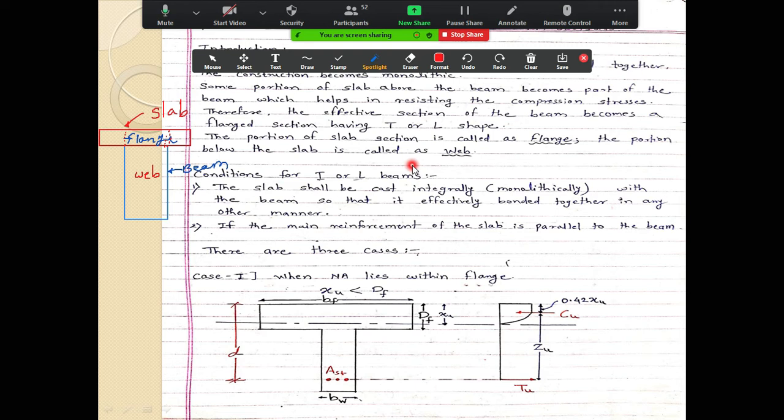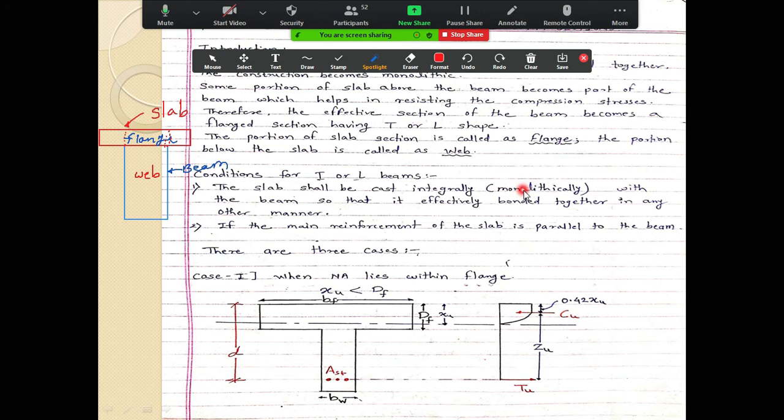Okay, we will take the next point. Now the conditions for T and L beams. So in which situation does this T action and L action get developed? That we need to see. Okay. So the first condition is the slab shall be casted integrally. Integrally means monolithically, means at the same time. Okay. Integrity should be maintained.